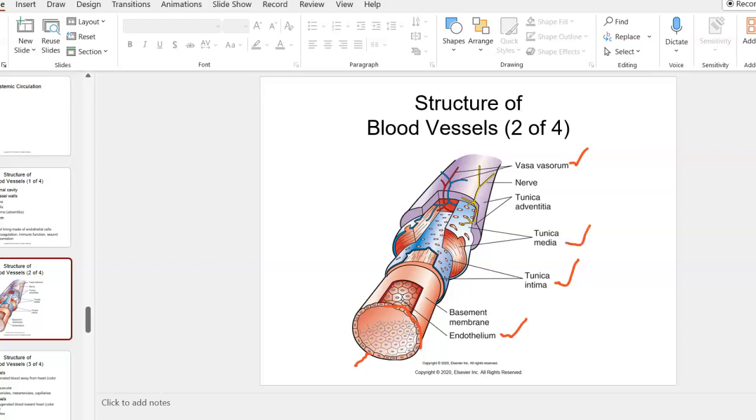Tunica media, what to remember from this is where the smooth muscle is. So that allows vasoconstriction or vasodilation. Vasoconstriction is to constrict, vasodilation is to dilate. And tunica adventitia is the outermost layer, also known as externa. If you go back to the previous slide, I think they used externa. There are subtle differences. I think for our purposes, you can almost use them interchangeably. So just know both of them as the external layer of blood vessels.